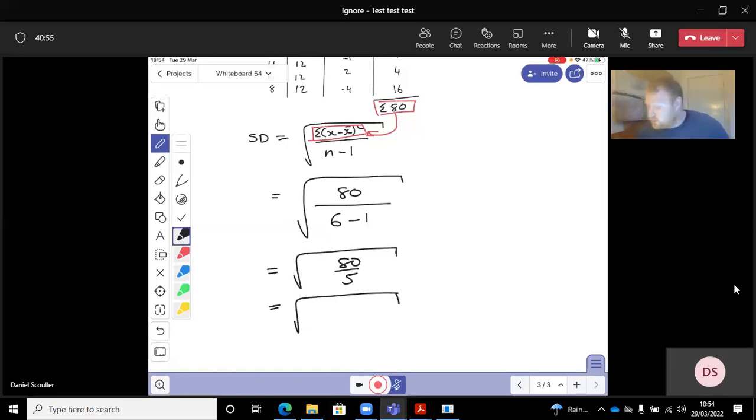So 80 over 5 is 16. So it's root of 16. Root of 16 is just 4. So your standard deviation is 4.